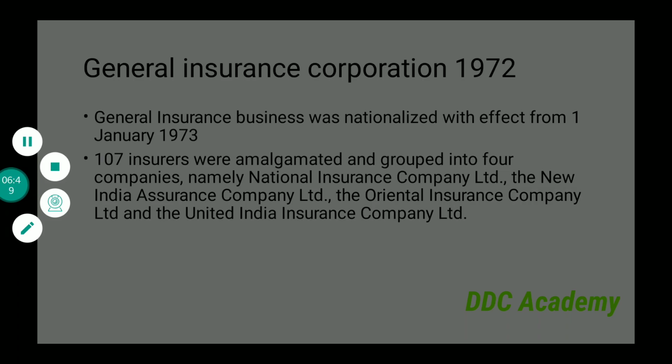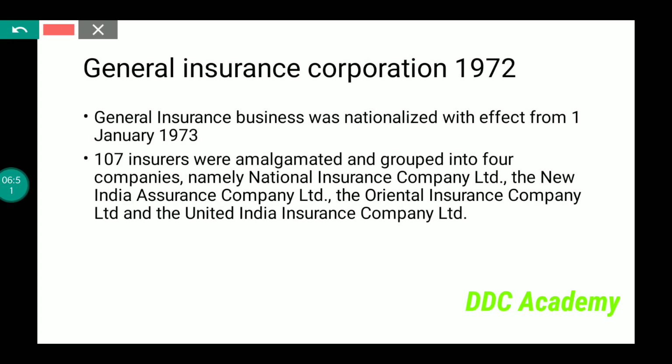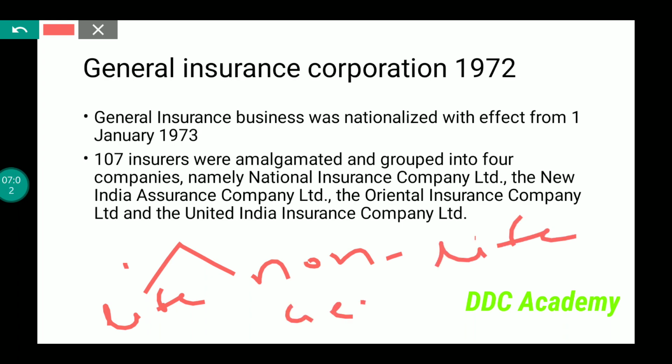As all of you know, there are two sectors in insurance. One is life, one is non-life, or you can say general insurance. So we have seen what happened to the life insurance industry. After 1956, there is only one insurance company, that is LIC. No other life insurance company is present. Only one insurance company is present in the life sector. That too is nationalized insurance. Only one government company is present.